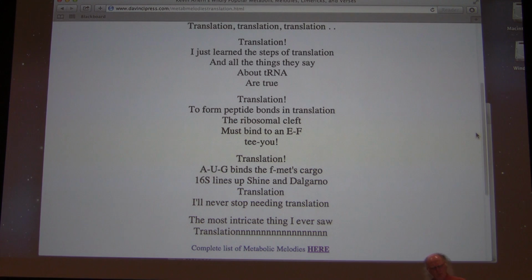Translation to form peptide bonds in translation. The ribosomal cleft must bind to an EF-Tu. Translation. He binds the F-Met's cargo.